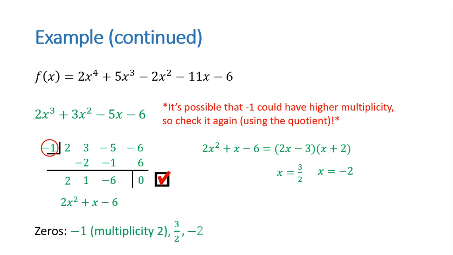So our list of zeros, according to their multiplicity, negative 1 with a multiplicity of 2, and then positive 3/2 and negative 2. So our original function had a degree of 4. We expect to get 4 zeros as long as we count according to our multiplicity. So in this case, we do have 4 zeros because negative 1 is repeated twice.